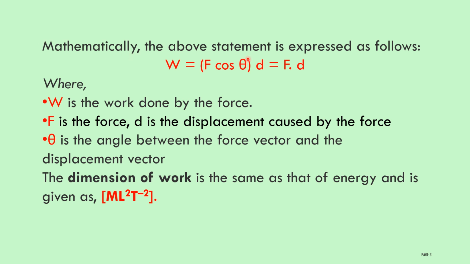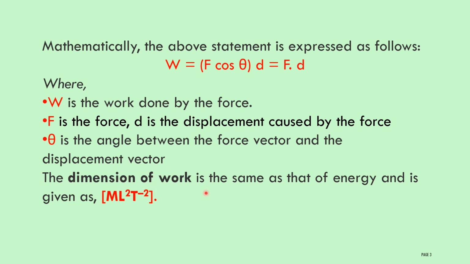Mathematically, the above statement is expressed as follows: work done W is equal to F cos theta into D. If theta value is 0, then cos 0 value is 1, then work done simply will be equal to F into D. Here W is the work done by the force, F is the force, D is the displacement caused by the force, and theta is the angle between the force vector and the displacement vector. This one you have to remember.